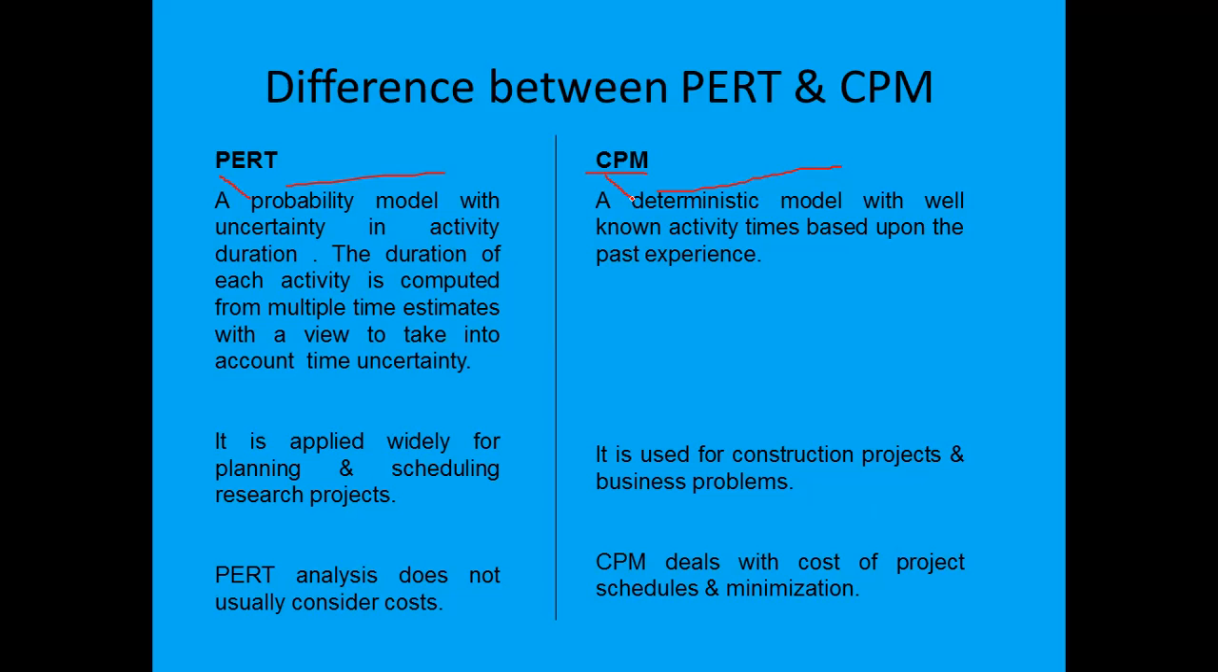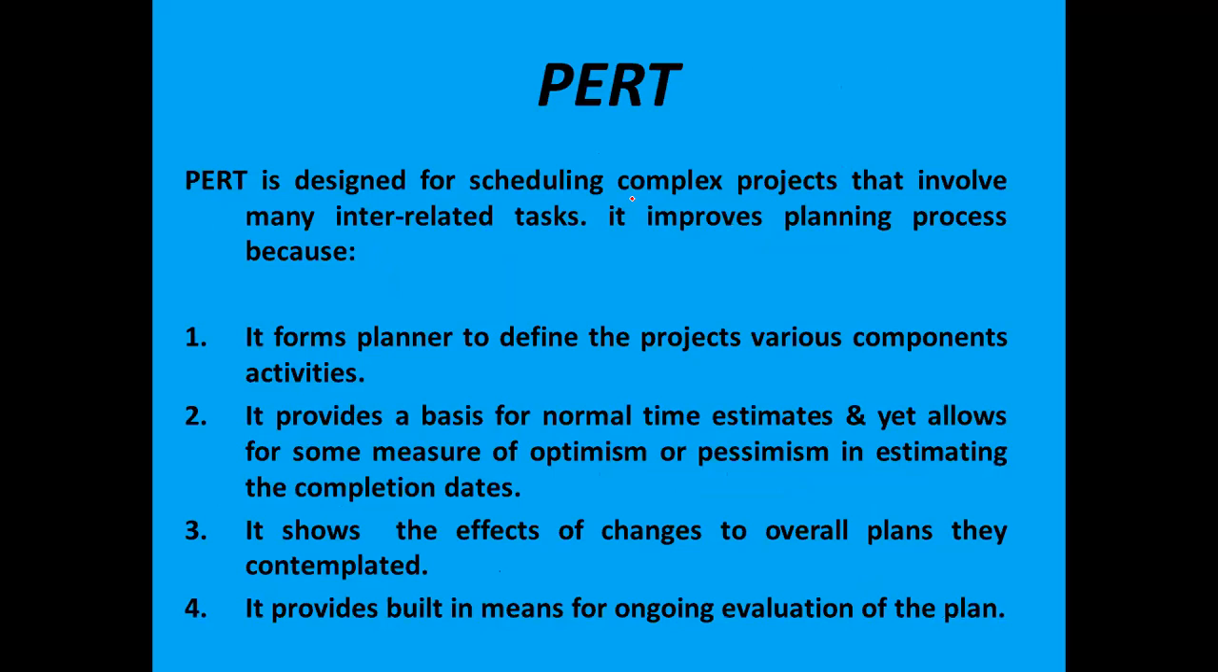PERT has time estimates, and this one is an event model. So in CPM you are having the activity based, and this is the event based. So like this you are having the differences between the PERT and CPM.